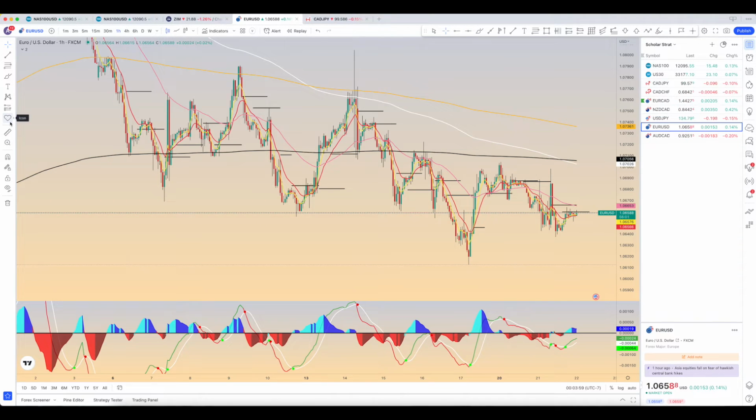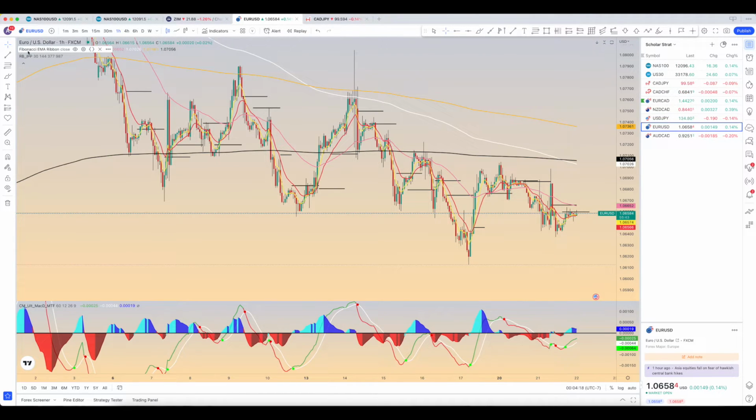I made a video about this before, but I'm going to reiterate how simple it is to actually do trades with this strategy. I've dubbed it the scholar strategy, and as the namesake goes, it is something that I've created myself. It requires three indicators.